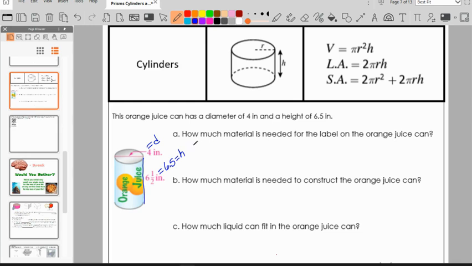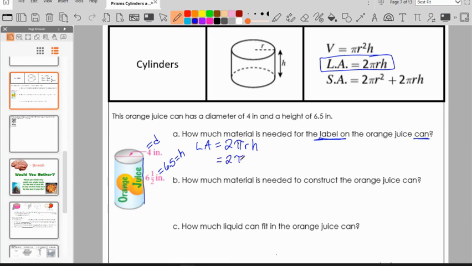It says how much material is needed for the label of the can. Well, the label goes around the side of the can, so it doesn't include the top or bottom. So around just the sides, that's going to be my lateral area. So the lateral area is 2 pi times radius times height. And remember, we get points just for picking the right formula. Now we're going to plug into it.